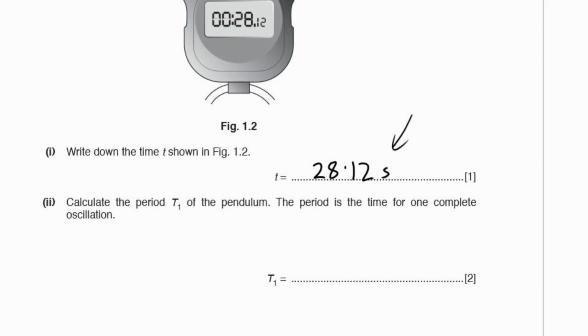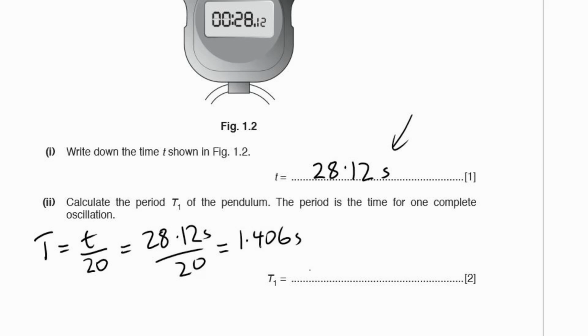2. Calculate the period T1 of the pendulum. The time period is the time for one complete oscillation. Alright, so what we're going to want to say is that T, the time period for one, is just the time for 20 divided by 20. So that's 28.12 seconds divided by 20. And that gives us a value of 1.406 seconds. Now I'm okay leaving this with the 4 significant figures. Why? Because I've got 4 significant figures up here, and I'm dividing it by an integer. It's meant to be exactly 20 oscillations, or as close as we can get to it.